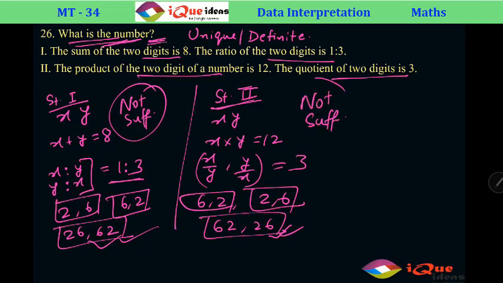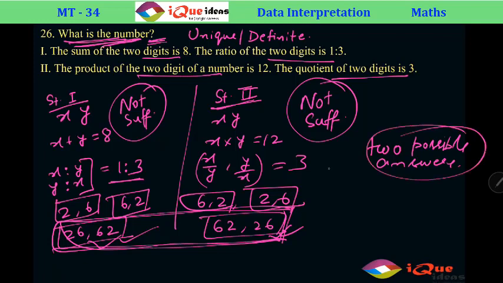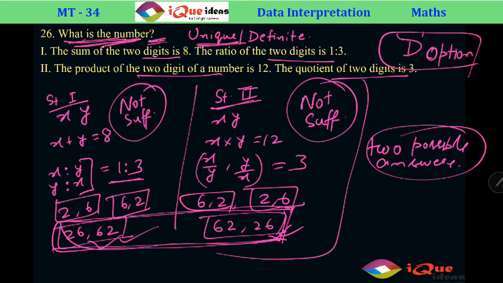Now what does it tell us? Even if you combine them, you are going to get the same possibilities. So still you get two possible answers. Remember, if the question was what are the possible numbers, then any one of them would be sufficient. But here it is, what is the number? That means you must get a unique answer. So even the combination will not give a definite answer. The statements are not sufficient even after combining them together. According to the definitions of the options, I'm sure you must have noted down the definition, it is the D option that is the correct answer.